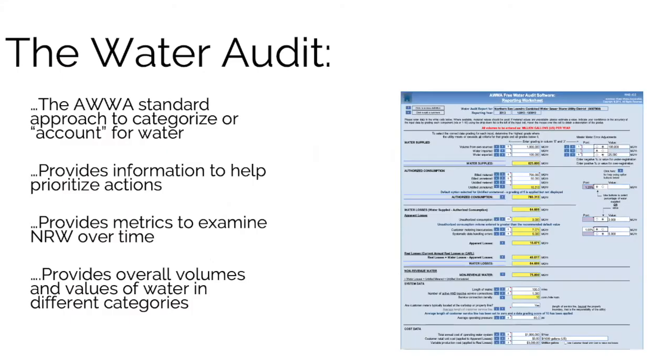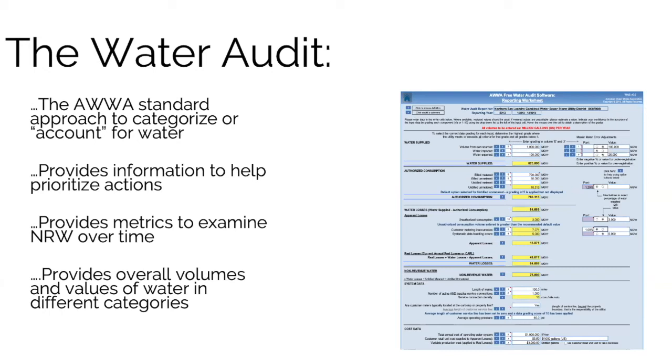So the water audit is an American Water Works standard approach to categorizing or accounting for water. It helps provide information to prioritize your actions. So it can give you information about the value and volumes of water, which can lead you to say, well, I'd rather address this area over that area because it will have either more value or more volume. It can provide you metrics to examine your non-revenue water over time and provide overall volumes and value of water in different categories like we discussed before.